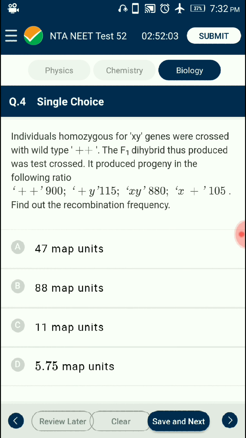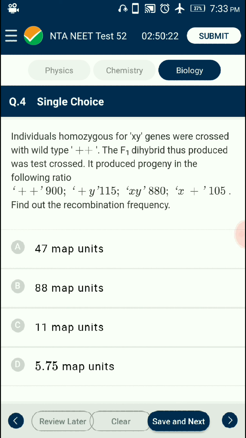Number 4. Individuals homozygous for X and Y genes were crossed with wild type plus. The F1 dihybrid thus produced was test crossed. It produced progeny in the following ratio: plus plus 900, plus Y 115, XY 880, X plus 105. Find out the recombination frequency. The following steps can be used to calculate the recombination frequency: RF equals NR by TP into 100 map units, where RF is recombinant frequency, NR is number of recombinants, and TP is total number of progeny.